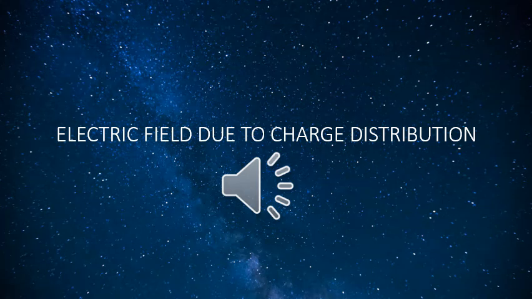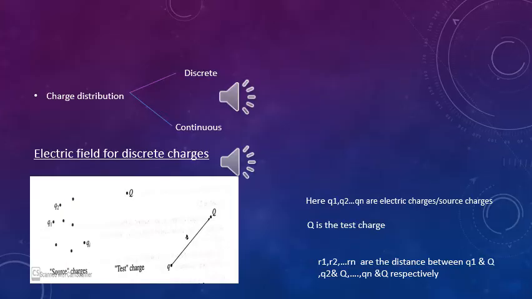So today we are going to study the electric field due to charge distribution. There are two types of charge distribution: one is discrete and one is continuous. In discrete, we have point charges, whereas in continuous distribution, we have a group of charges which are distributed continuously over a region. And this region can be a line, surface or volume.